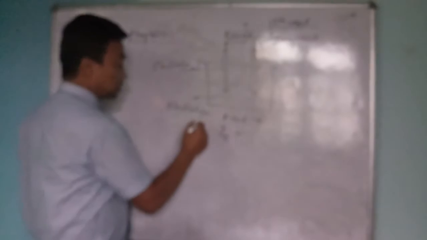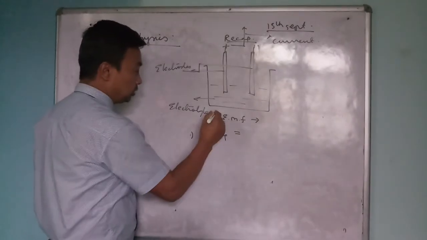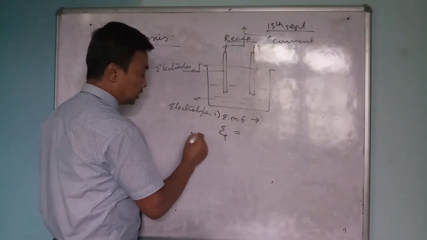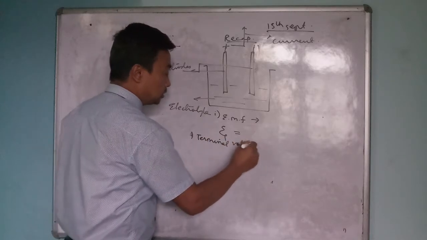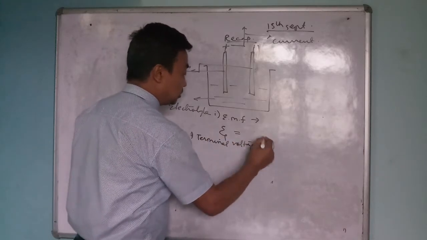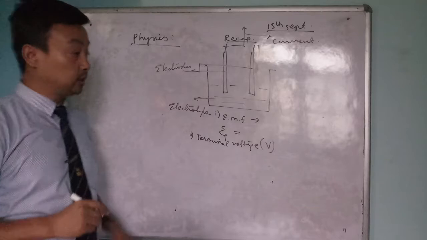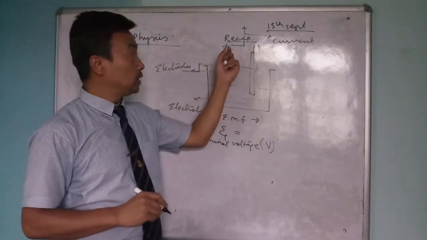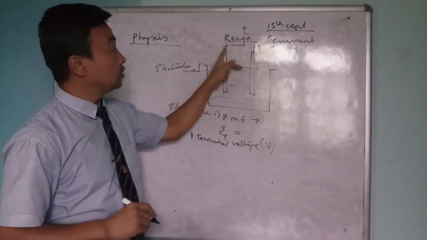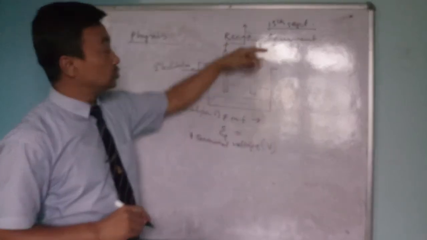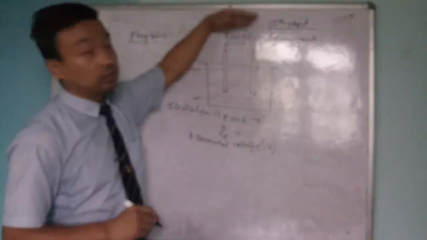Then we had discussed the second point, that was the terminal voltage. In the terminal voltage, it was the potential difference when the current is drawn. When the current is coming out, whatever potential difference you have across these electrodes or in the external circuit outside the cell, that is called the terminal voltage. It was given by V.